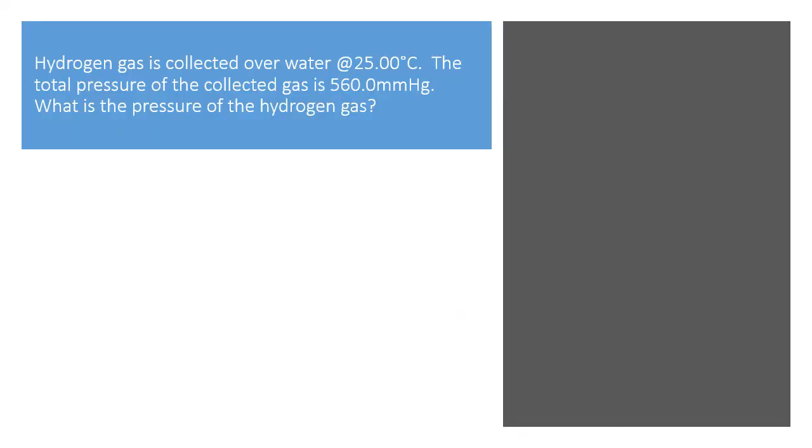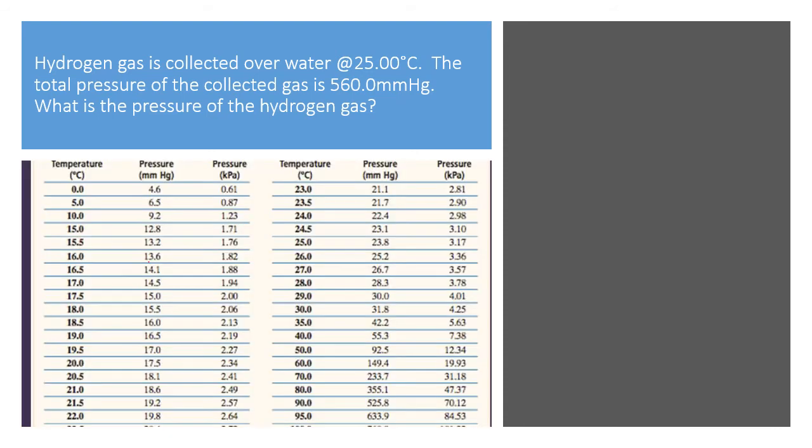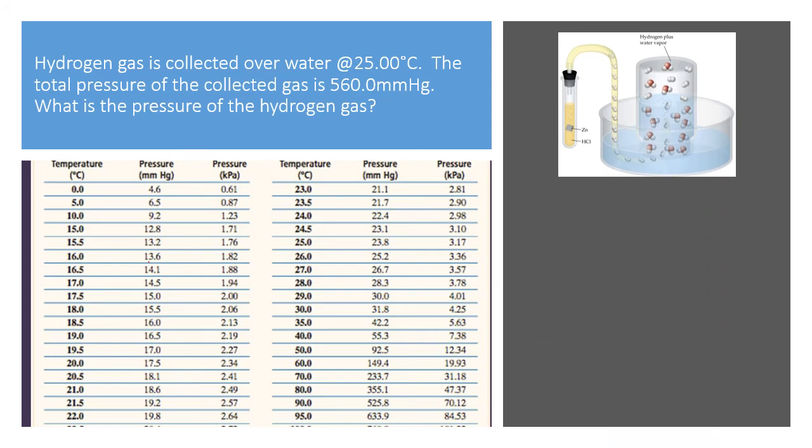So here's our problem. Hydrogen gas is collected over water at 25 degrees C, and the total pressure of the gas collected is 560 millimeters of mercury. What's the pressure of the hydrogen? Well, first of all, we need to figure out what is the total pressure here that's given, and we have to remember that our total pressure is that hydrogen gas plus water vapor. So now we need to know what the pressure is of the water vapor.